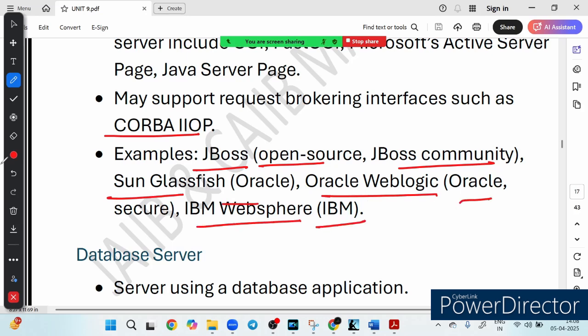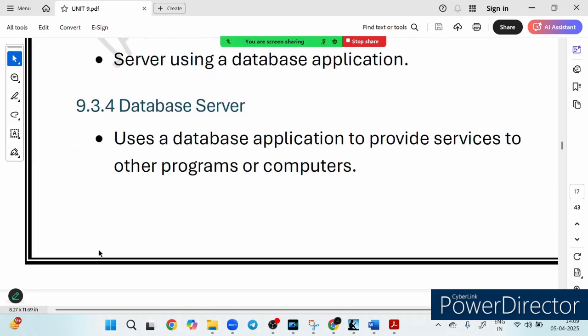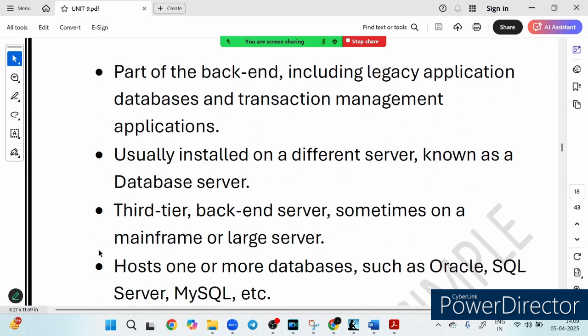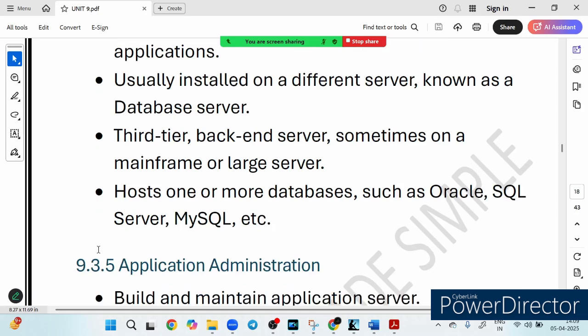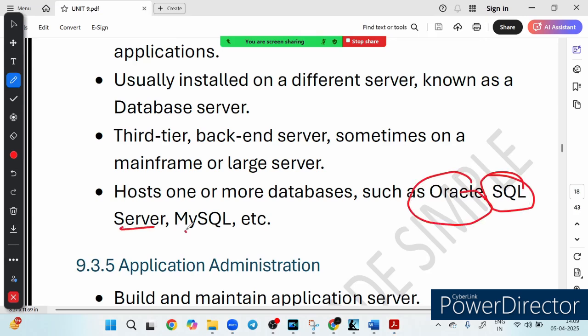So the question is, what about the database server? Simple. This is where your actual banking data lives, right? Your actual account balance, your transaction history, your loan EMI, everything lies in the database server. This server uses software like Oracle, SQL Server, MySQL, to store and retrieve the data. And usually it is on a separate machine, because handling massive data securely and quickly is no joke.